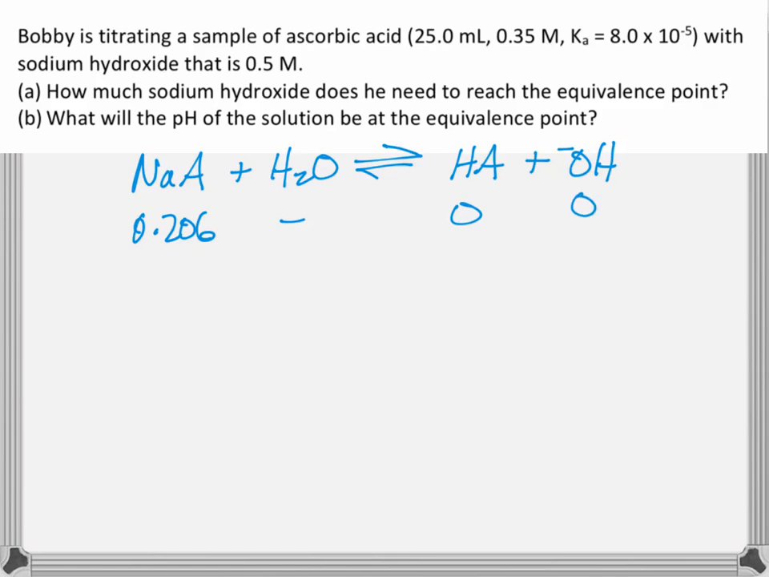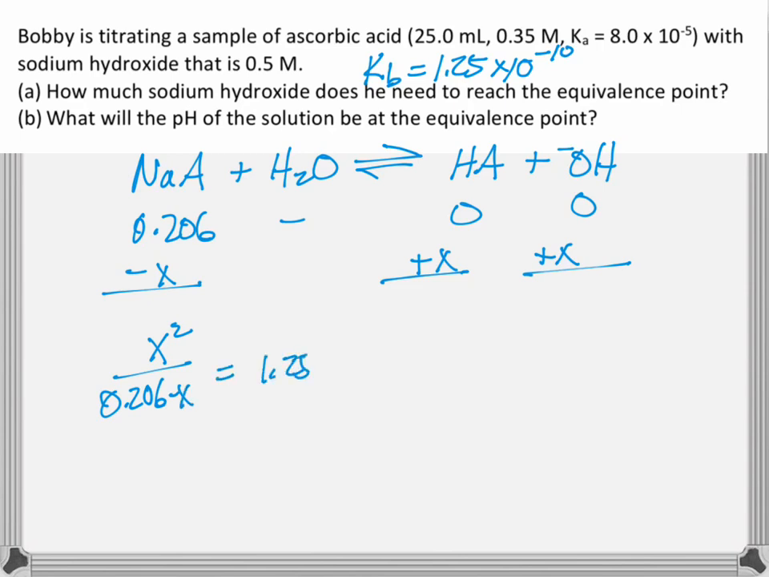So we have our molarity of sodium ascorbate, and it's going to react to form some ascorbic acid and hydroxide. And we need the Kb of the sodium ascorbate. We can find that by using the Ka of ascorbic acid. Remember, Ka times Kb equals Kw.